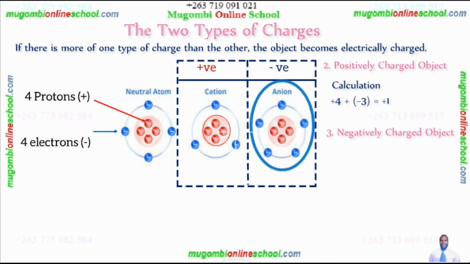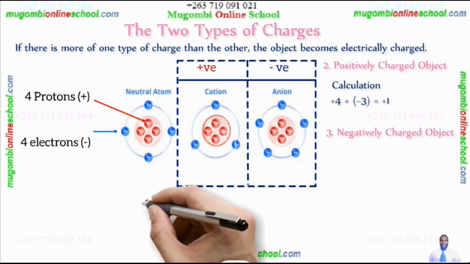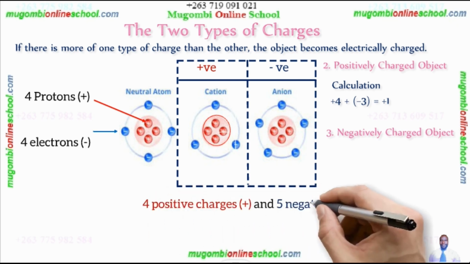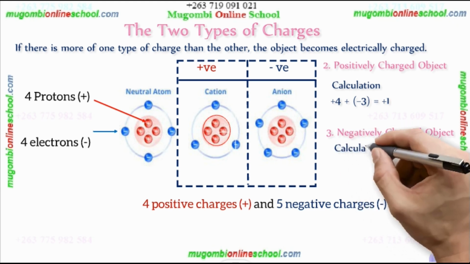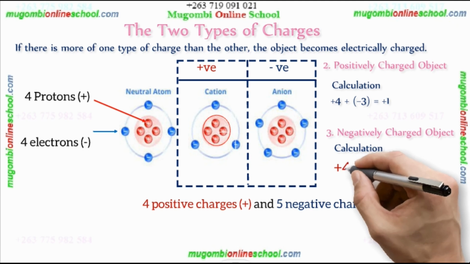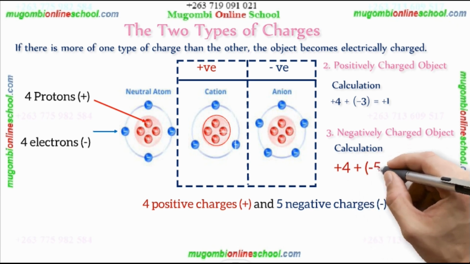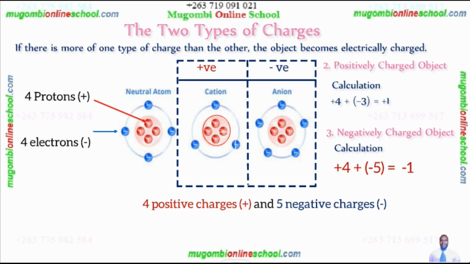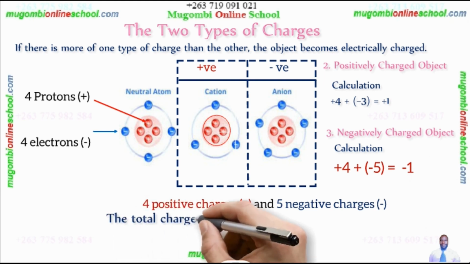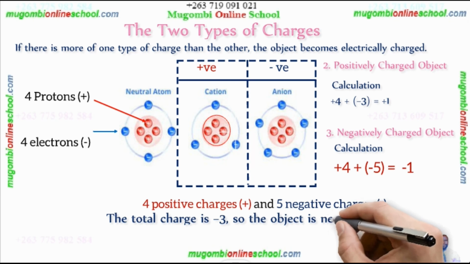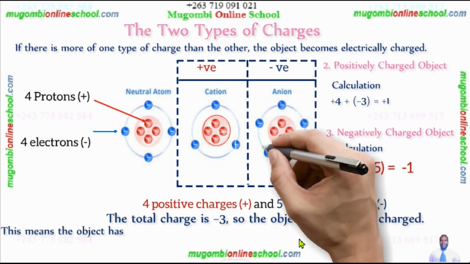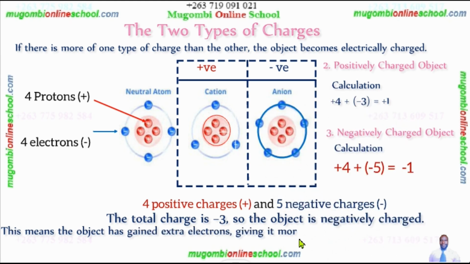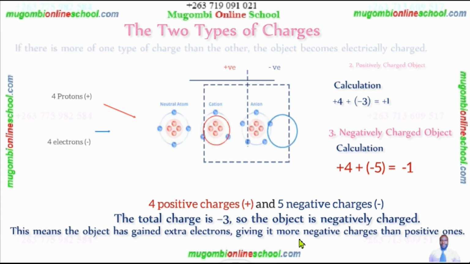For an atom to be negatively charged, let us consider this anion. It has got 4 protons, which are 4 positive charges, and 5 electrons, which are negative charges. So let us calculate the number of protons, which is positive 4, minus the number of electrons. 4 minus 5 gives us negative 1. So the total charge is negative 1. In this case, I've made a mistake here. It's negative 1. So the object is negatively charged. This means the object has gained an extra electron, giving it more negative charges than positive ones.